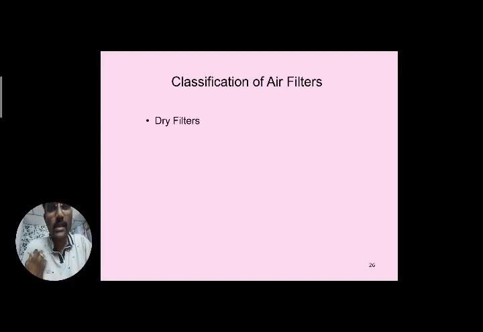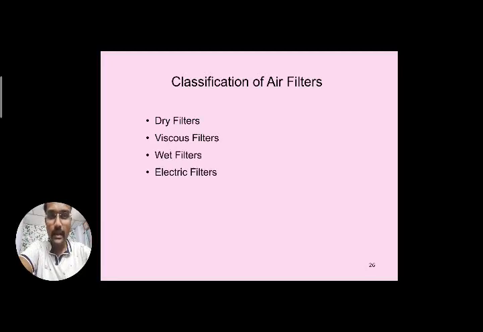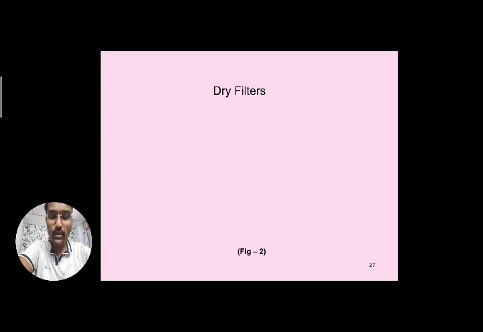Next, this is regarding the explanation of the air filters. Coming to the first, the classification of air filters: dry filters, viscous filters, wet filters, electric filters, and centrifugal dust collectors. So all these are the classifications of the air filters. We will see the classifications of the air filters one by one.